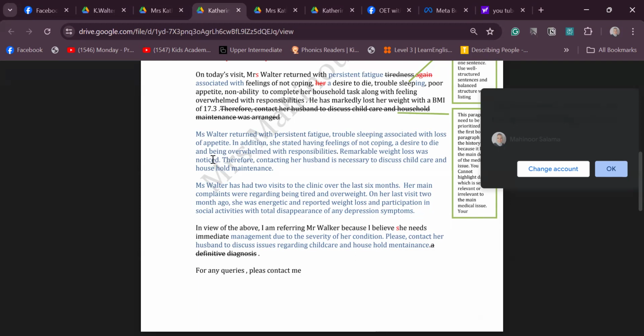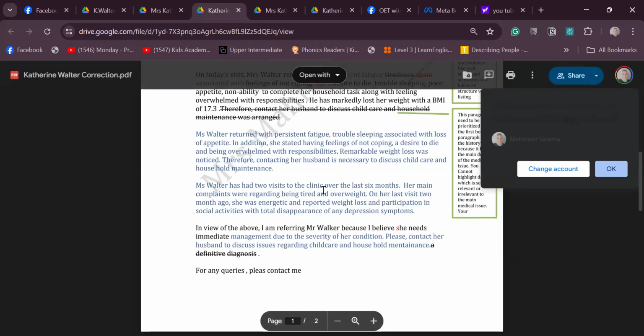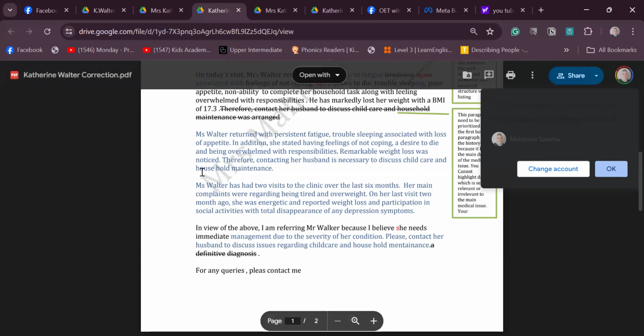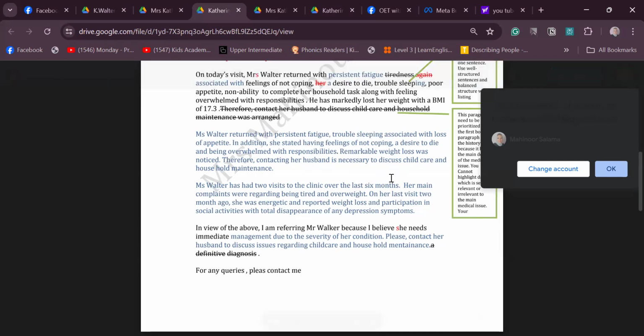When you make a list of symptoms, of recommendations, of examination findings, you need to keep the list balanced. And you need also to vary your sentence structure. Not all the sentences start with she. Remarkable weight loss was noticed. Contacting her husband is necessary to discuss, and so on. The second paragraph, the hidden theme, is very important to link it with the main medical issue or the purpose.